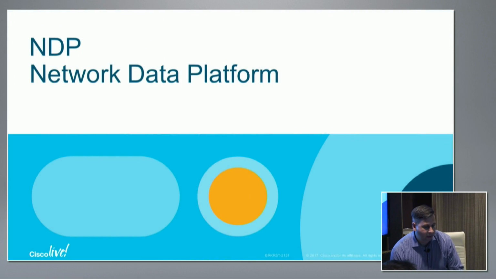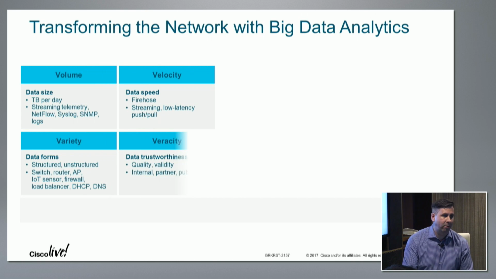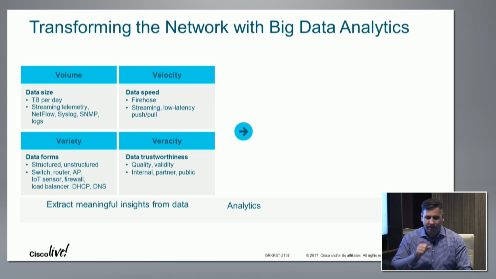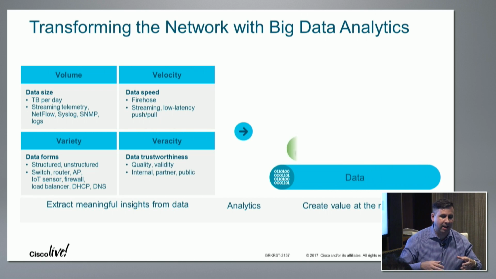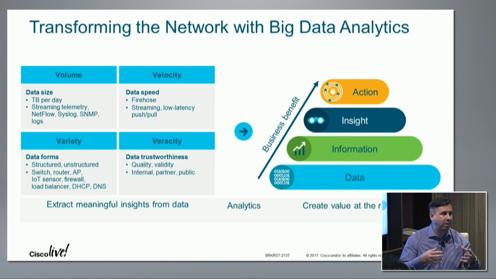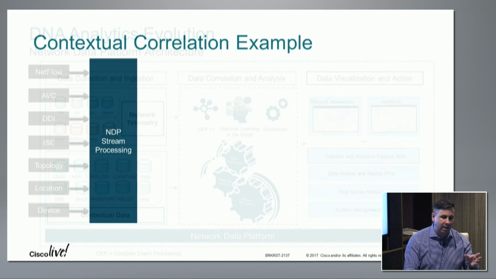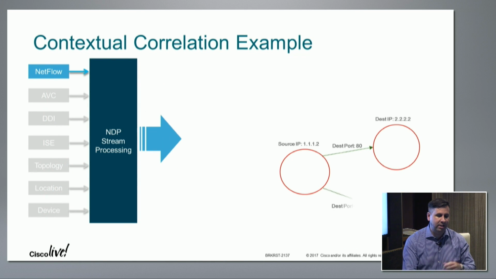Building on this too, we have a network data platform. And the whole point of this is to take the raw data and convert that into increasingly valuable information, ultimately actionable insights. Here's an example of what I mean by that. If I have a NetFlow record, that can tell me that, hey, there was a flow, I have 5 tuples: source IP, destination IP, source port, destination port. Doesn't tell me much other than there was an IP flow.